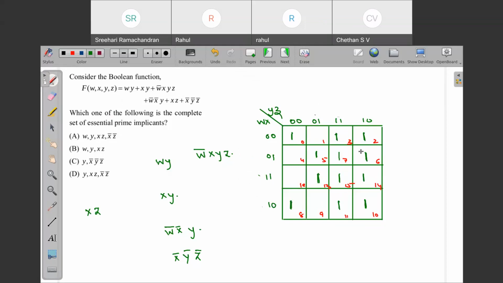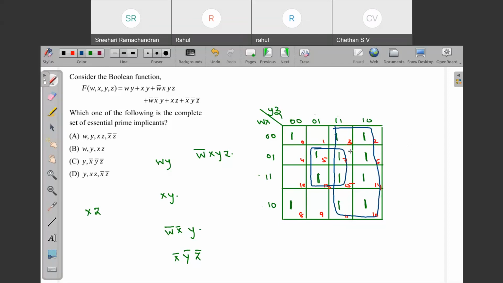Now, first search for a group of 16. You can see there is no group of 16. Next, you need to search for a group of 8. I can see there is one group of 8 over here. Any other alternative group of 8 I can make? No, I cannot. Now next is a group of 4. So I can make one group of 4 like this.